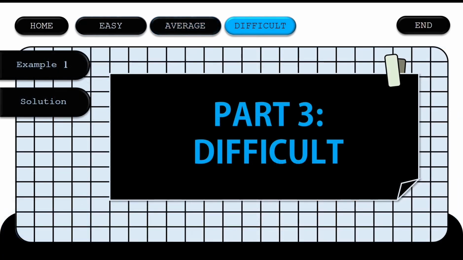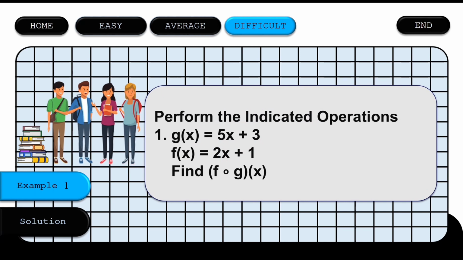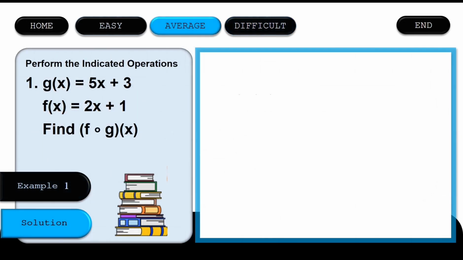Moving on to our part 3 or ang ating difficult level, perform the indicated operations. G of x is equal to 5x plus 3 and f of x is equal to 2x plus 1. Find quantity f of g of x. So ito na yung ating composition of functions. Sa ating solution, first step is what is asked. Find quantity f of g of x and the given values.